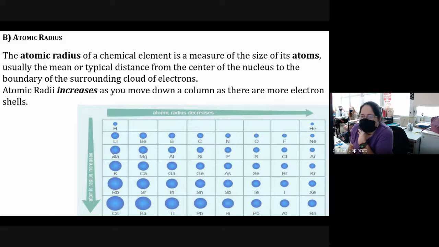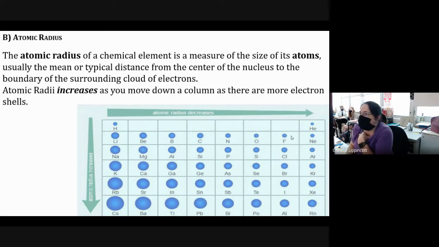And then what was the other one that they asked about? Fluorine and oxygen. Fluorine is going to have a higher effective nuclear charge than oxygen, but the same number of valence shells. So fluorine will have a smaller atomic radius versus oxygen.